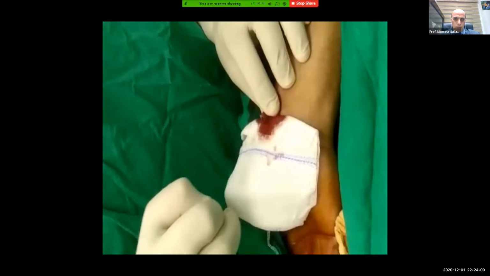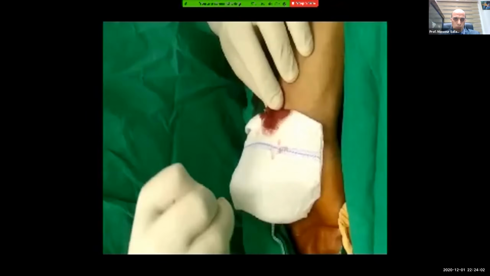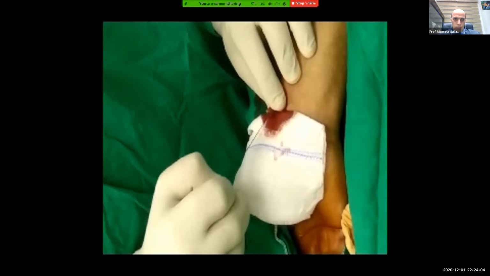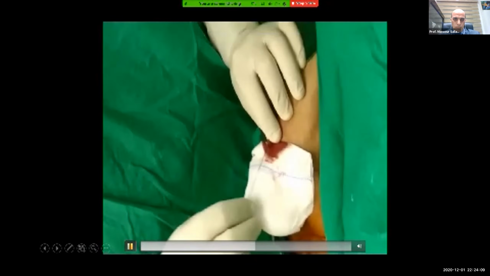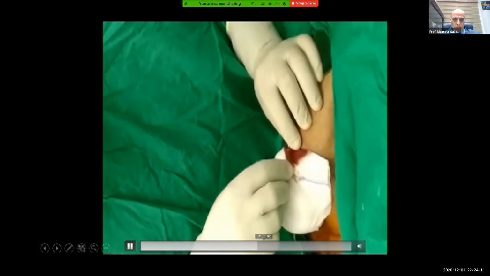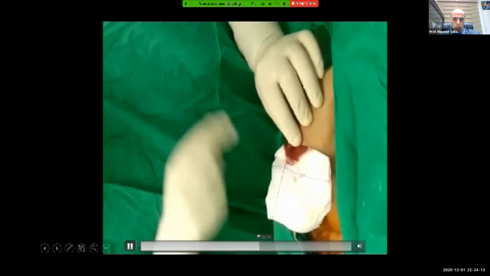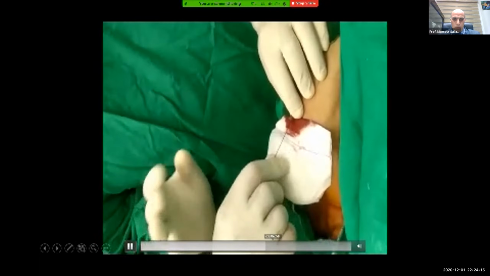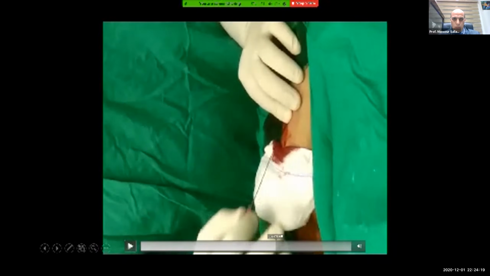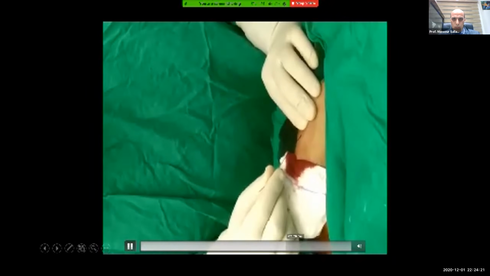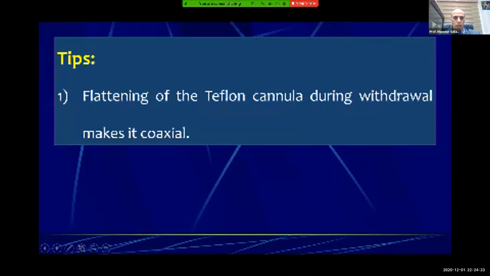Introduce the wire slowly. Slowly, slowly. The wire goes without any resistance. That's enough, more than enough. After that, take the cannula out. Flattening of the Teflon cannula during withdrawal makes it coaxial with the radial artery.